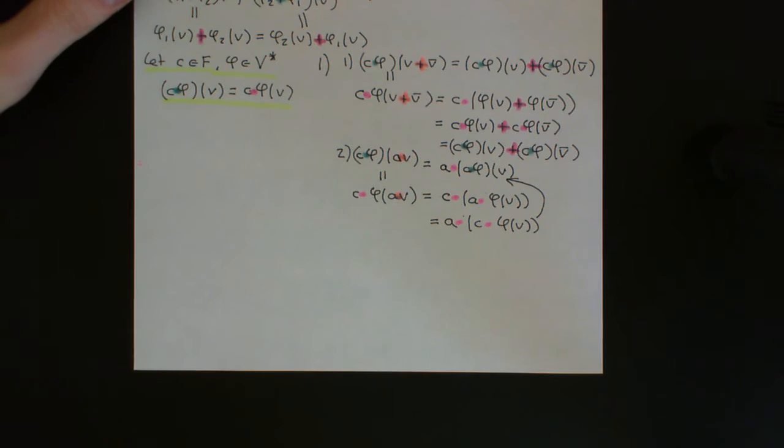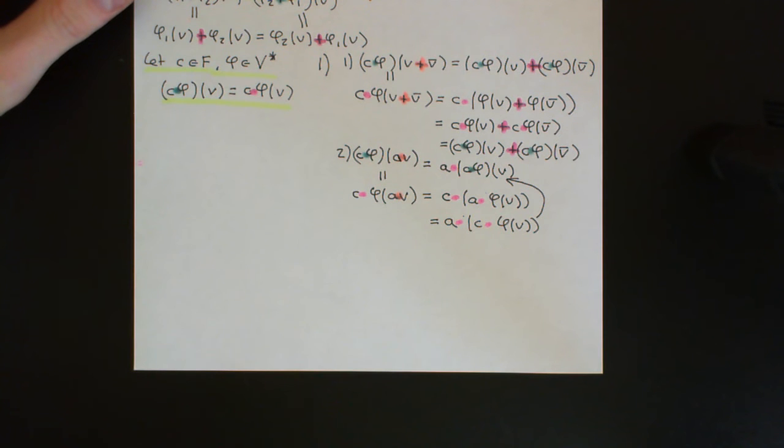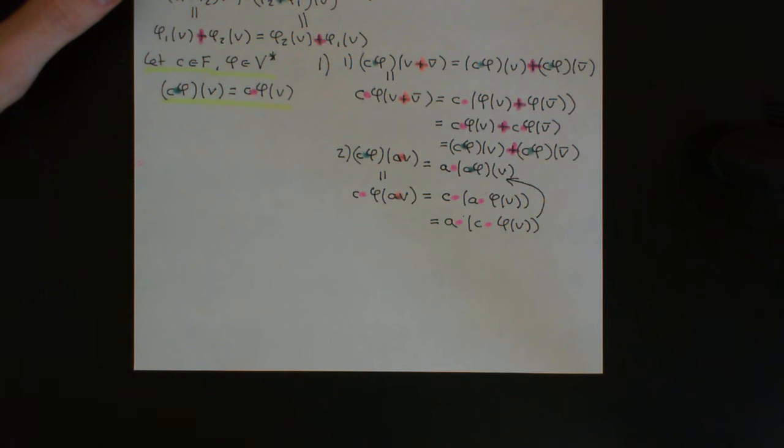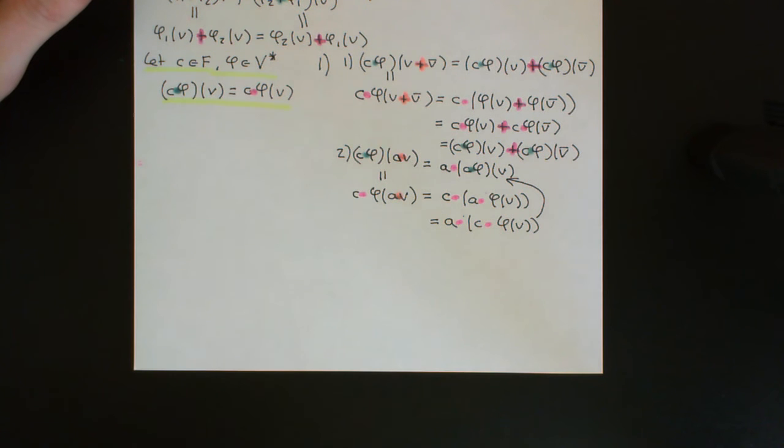Welcome back to this next video in which we are discussing dual vector spaces. Okay, so we have now defined a scalar multiplication rule on our dual vector space, and we want to make sure that this scalar multiplication rule obeys the relevant axioms so that our dual vector space is truly a vector space over the field capital F.